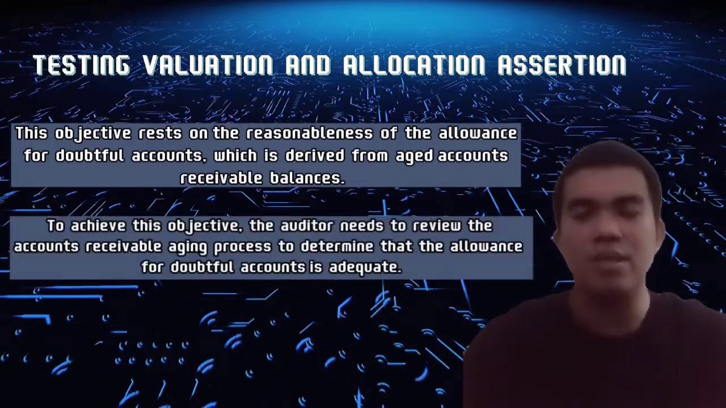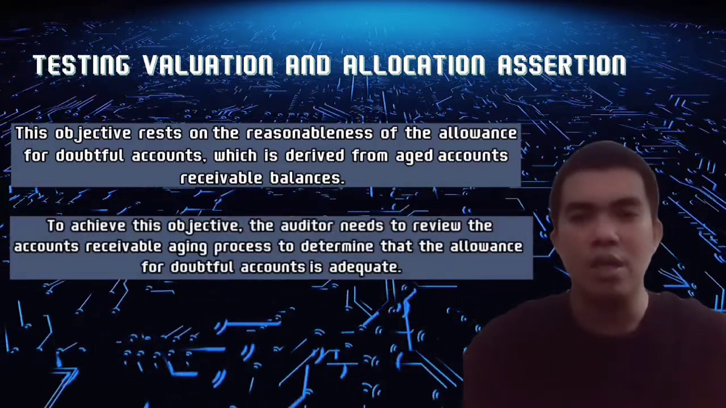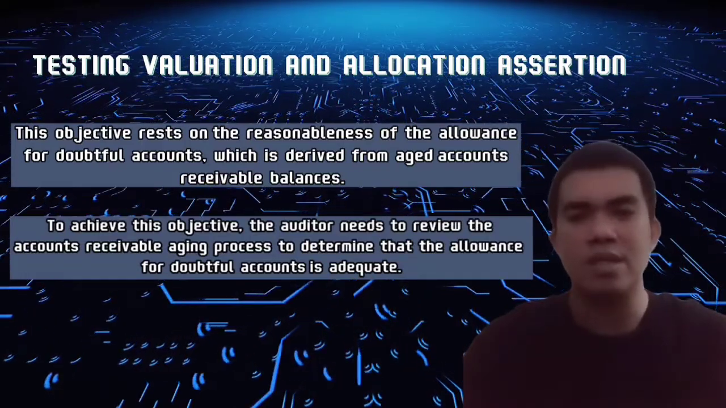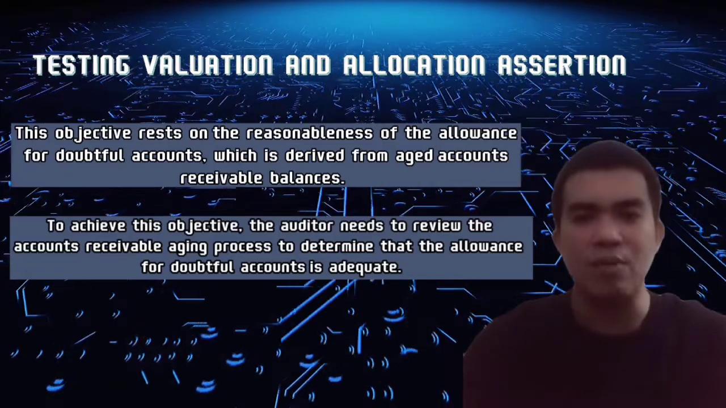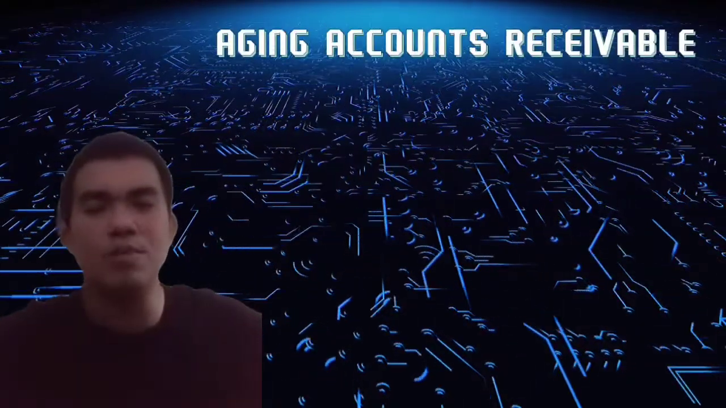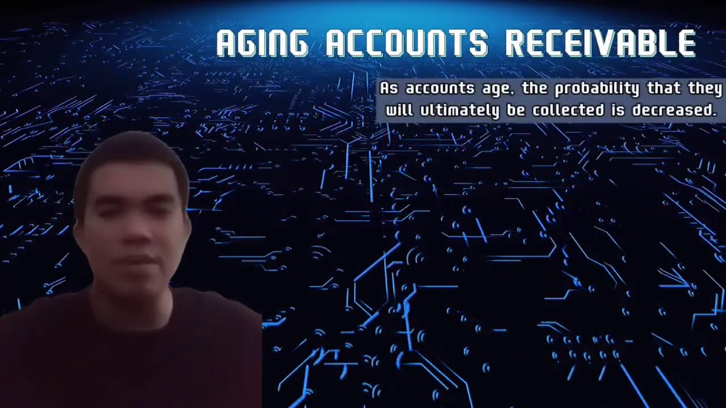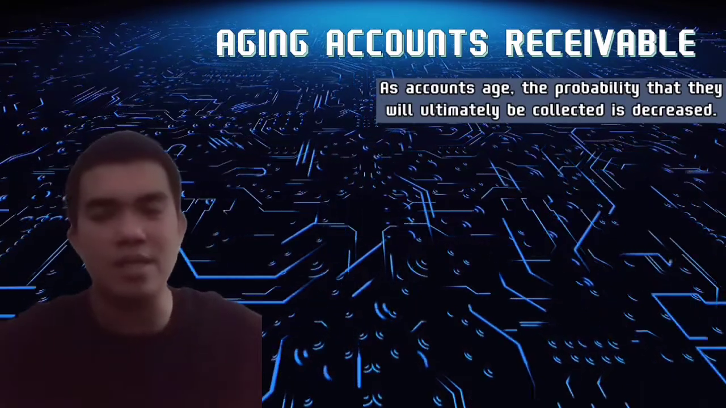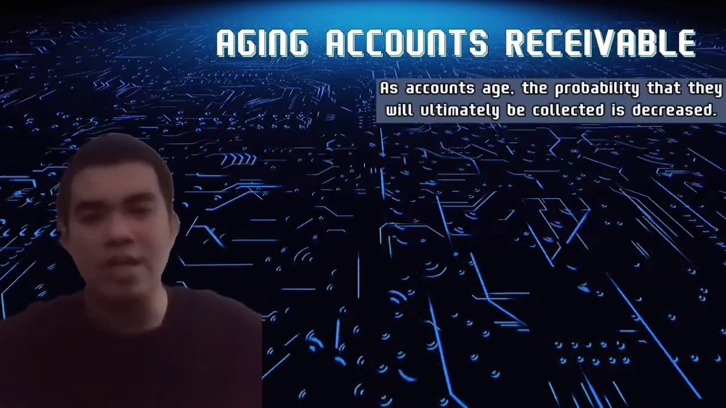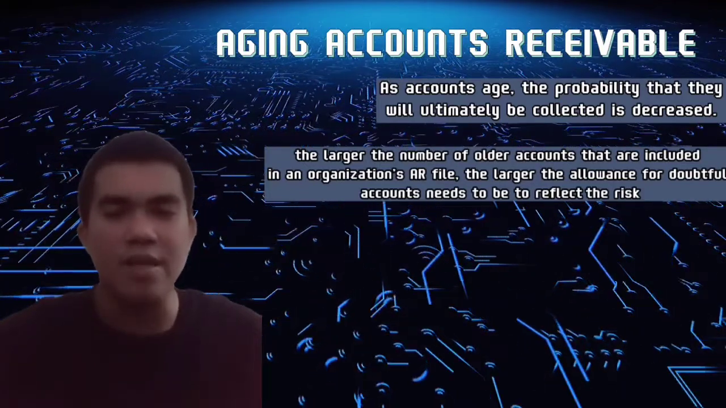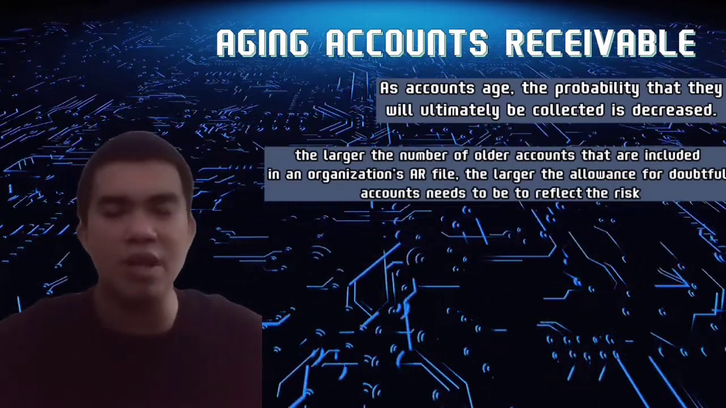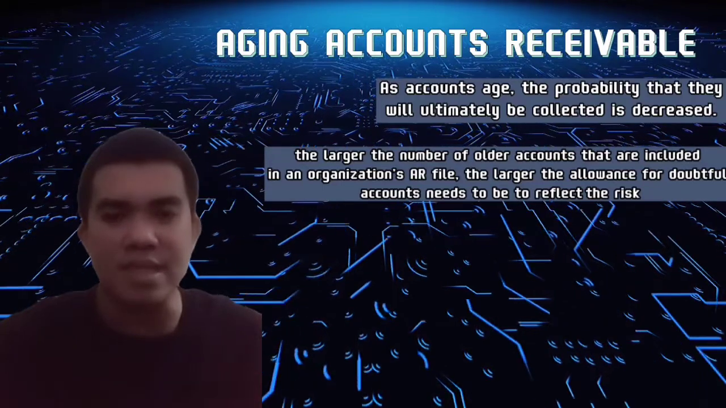To achieve this objective, the auditor needs to review the accounts receivable aging process to determine that the allowance for doubtful accounts is adequate. Aging accounts receivable: as accounts age, the probability that they will be collected decreases. Hence, as a general rule, the larger the number of older accounts in an organization's AR file, the larger the allowance for doubtful accounts needs to be to reflect the risk.